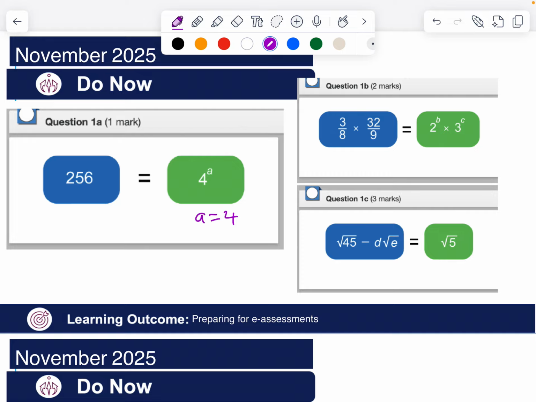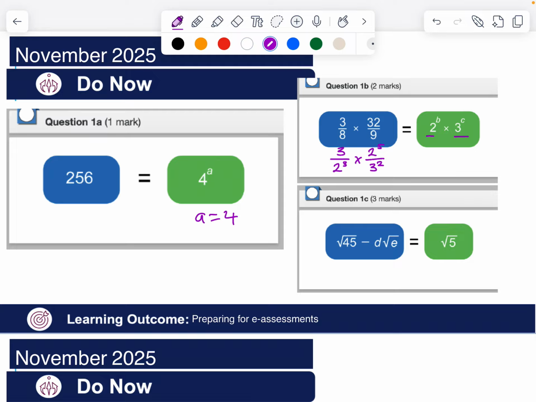Right, question B for 2 marks. It wants us to write it in terms where the base is 2 and 3. So first thing you do is you look at all the fractions, and anything that's not written with the base 2 or 3, I need to change it. So 8 can change to 2 to the power of 3. The second fraction, 32, is 2 to the power of 5. And 9 is 3 to the power of 2.